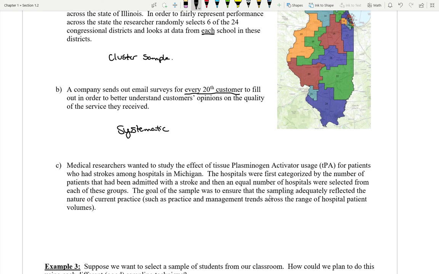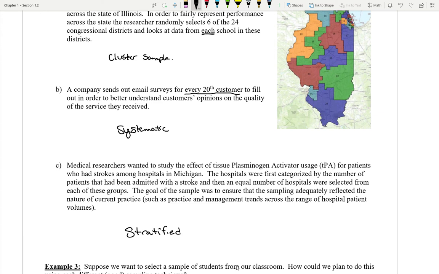The goal was to ensure that the sampling adequately reflected the nature of current practice. Okay, well, I can see here again that I'm first categorizing things and creating groups, and then I'm picking an equal number from each of those groups. So this has got to end up being a stratified sample.